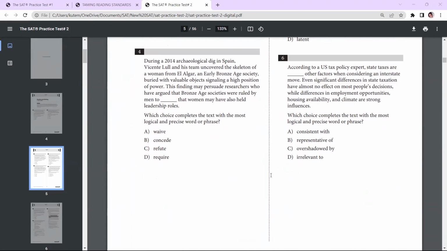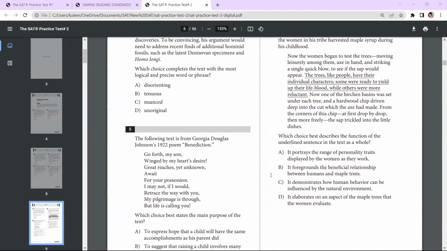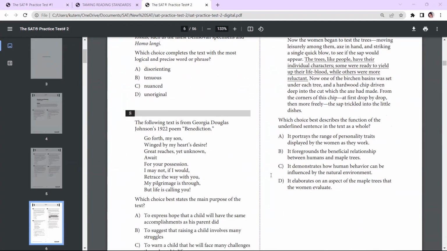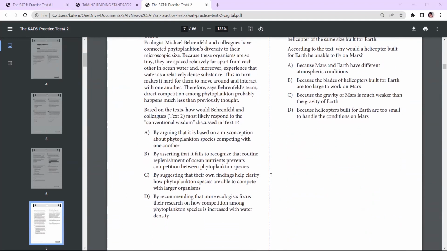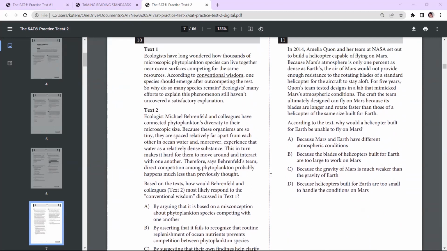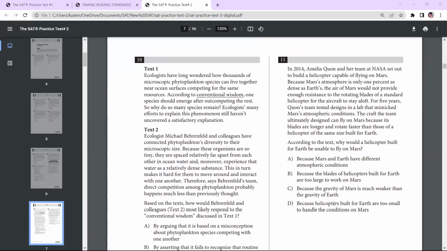Is writing, logical, main purpose, function. Inference. Here we go. Question 11.